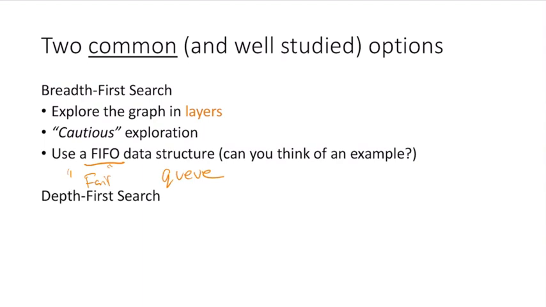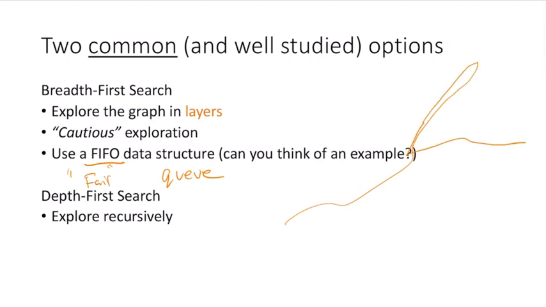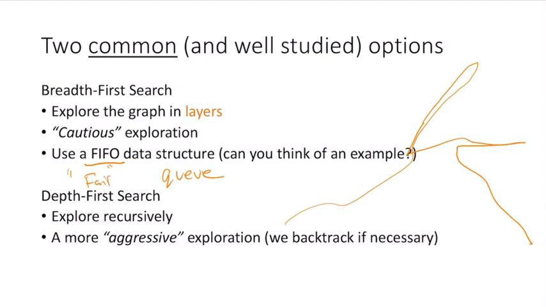So that would be your FIFO data structure. A depth first search, on the other hand, is going to explore recursively. So it's going to jet out as far as it can, and then backtrack, and then jet out again, backtrack, and jet out. And this is a more aggressive exploration that backtracks when necessary, and it'll use a LIFO data structure, which would be something like a stack, or it would just use the recursive call stack.